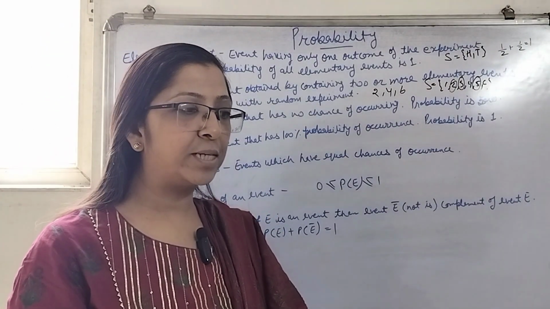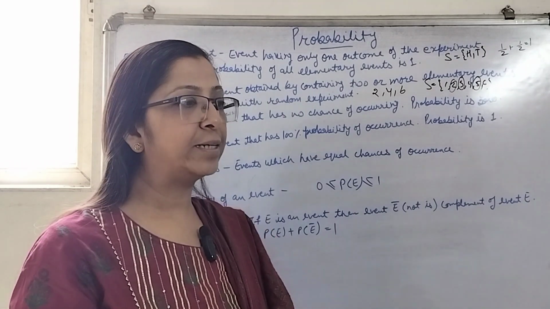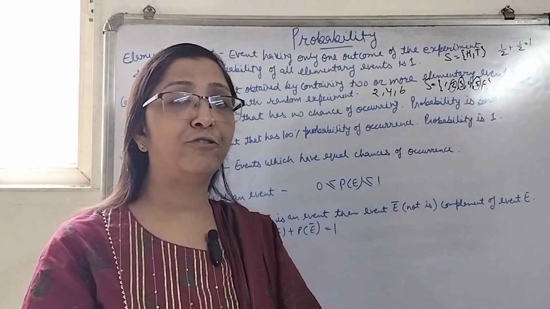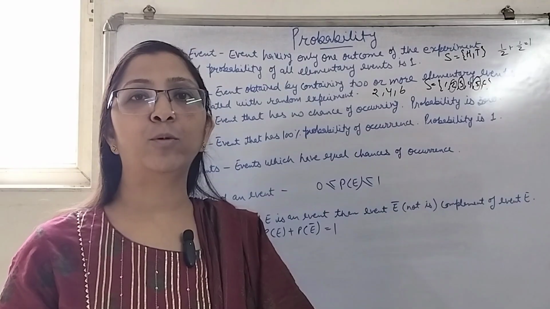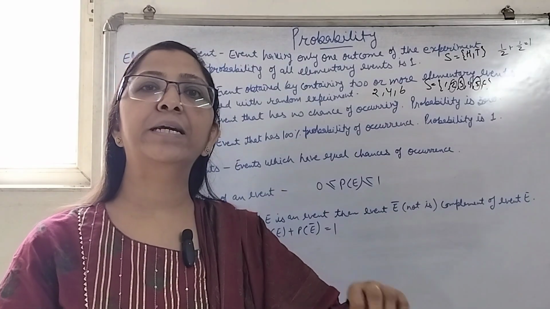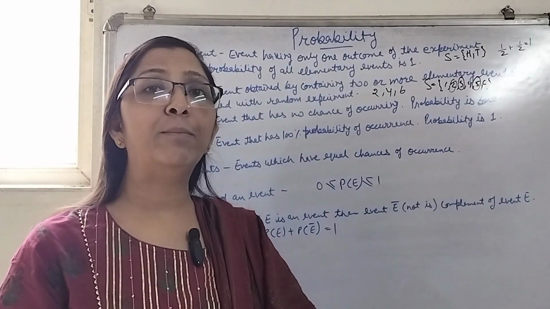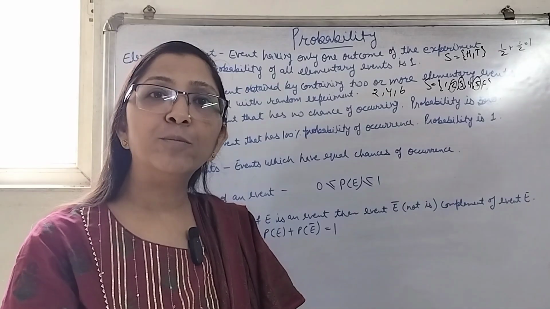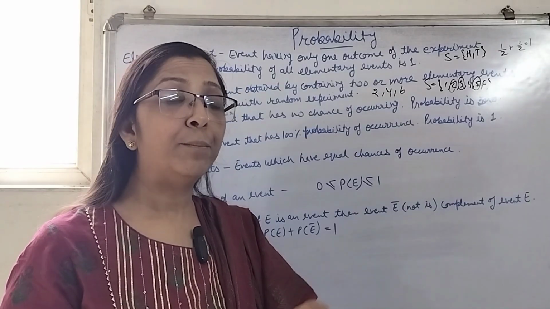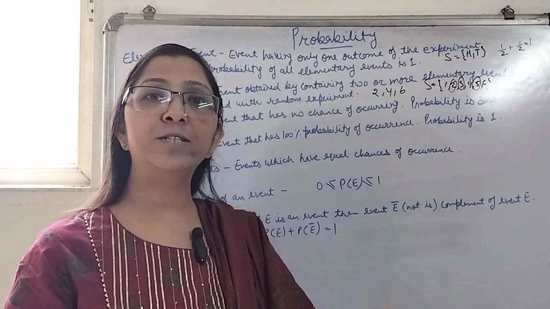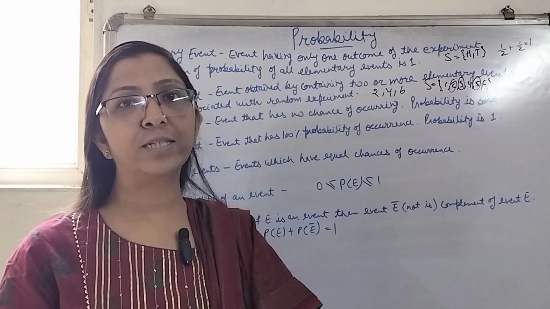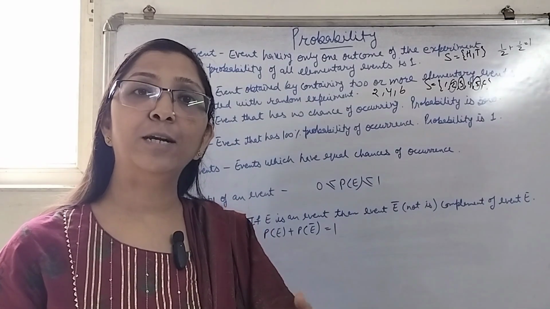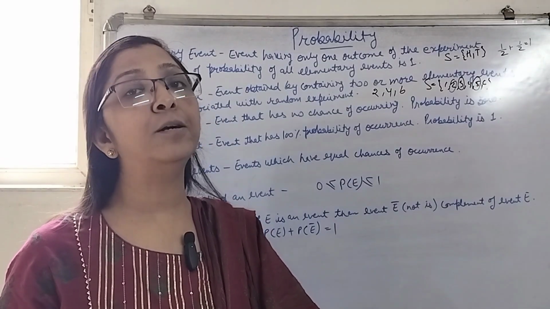Suppose I have a bag, and in that bag I have 5 red balls and 2 white balls, and without seeing I simply pick a ball. What will be the probability of getting a red ball? It won't be the same as that of a white ball, because there are 5 red balls and 2 white balls. So the chance of getting a red ball is much more than getting a white ball.